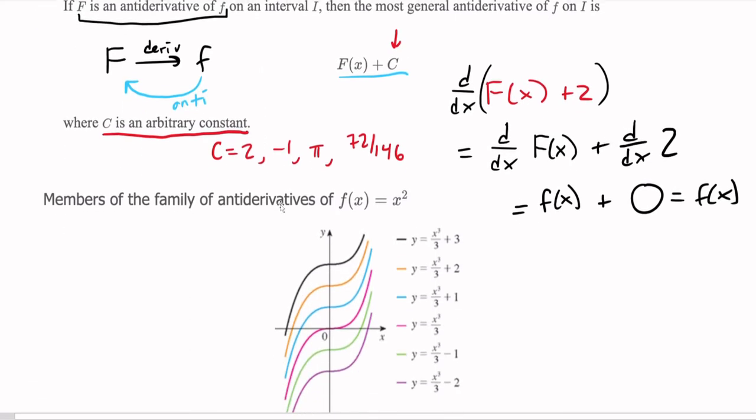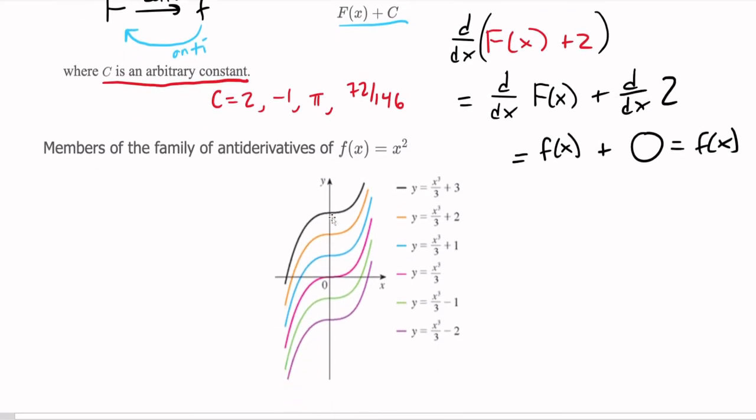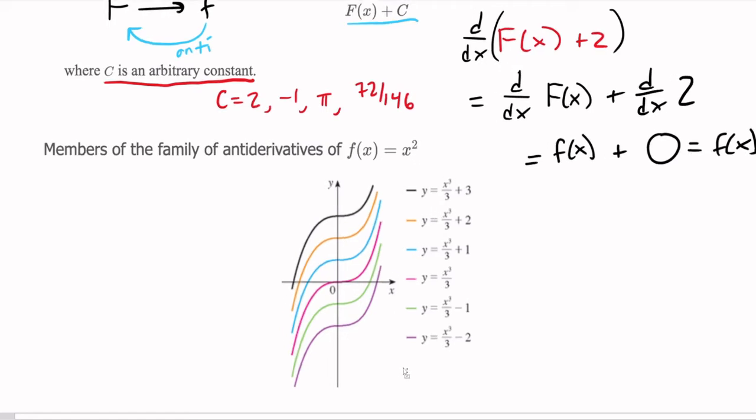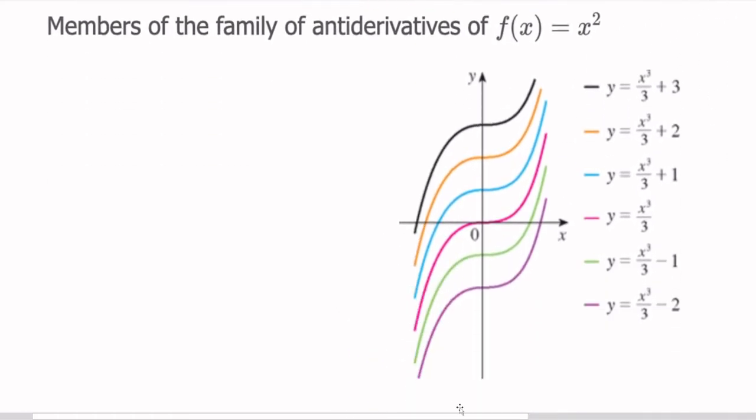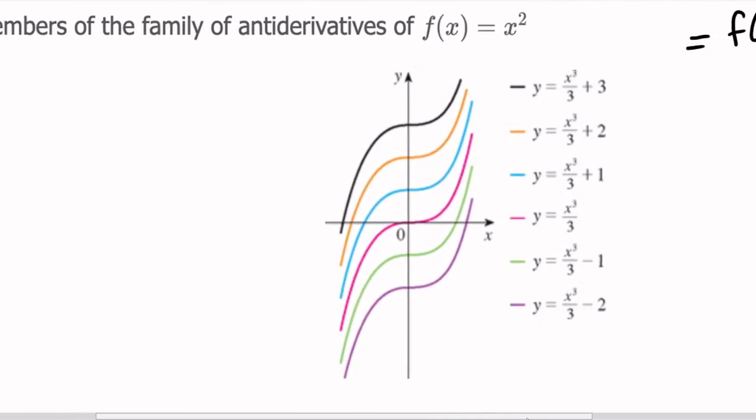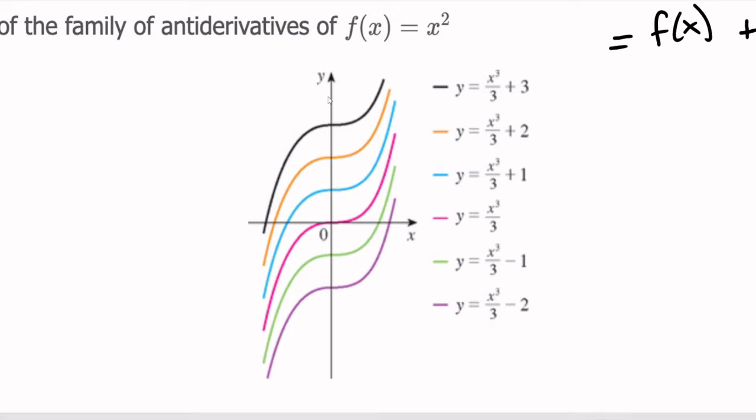And the way you could see that pictorially is, I've got the function x squared. We'll see in a little bit, we'll do some examples. This family of antiderivatives will be x cubed over 3 plus any number. Let's zoom in on this picture a bit. What you have to remember is, for each one of these, the derivative of each of these is x squared.